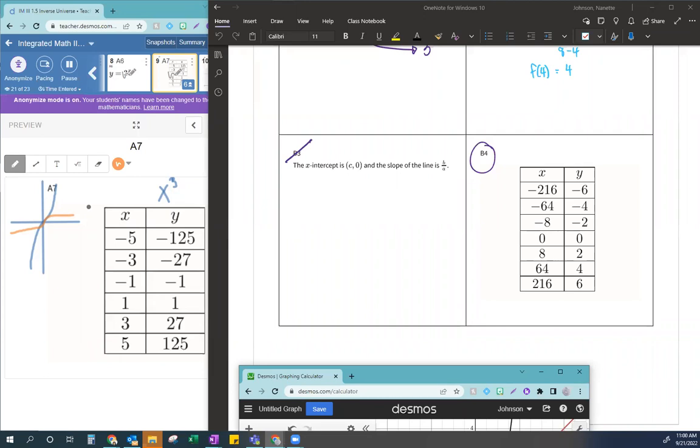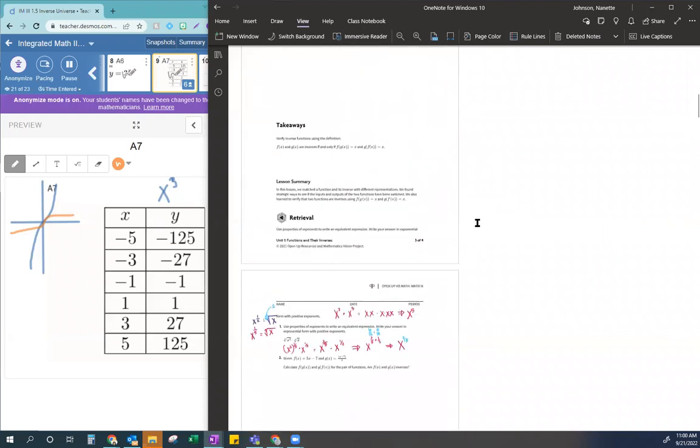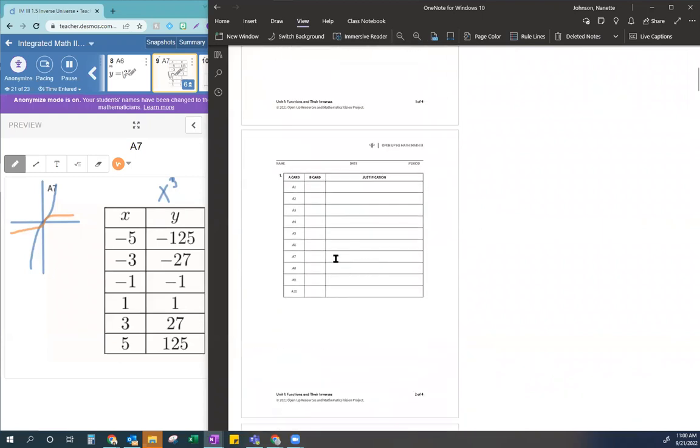Feels like we're playing, what is that called? Bingo.